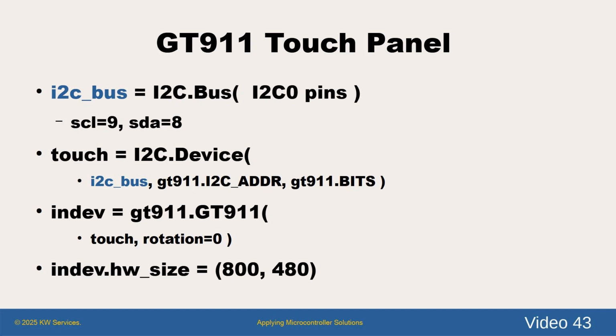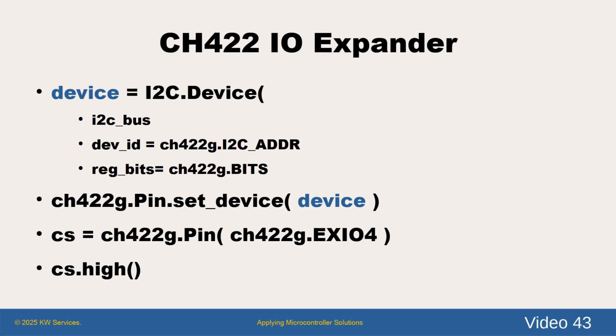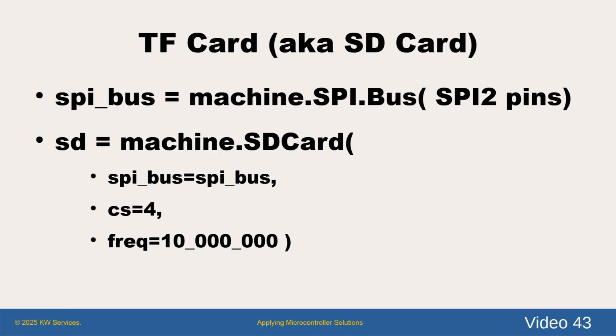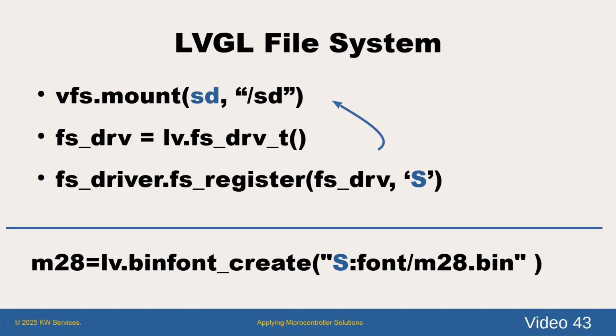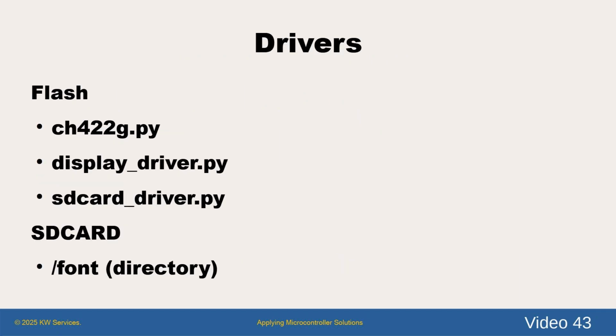The firmware includes the GT911 touch driver, which makes use of the I2C bus and device functions. Gitzner provides the CH422G driver and configuration. The SD card interface utilizes a SPI bus as described by the schematics. Finally, we can use the standard LVGL file system functions. At the bottom of the screen, I show a specific font is loaded by reading the SD card file. The result is that we have 3 new driver files to contain the above functions, and we load the font files in a directory on a TF card.